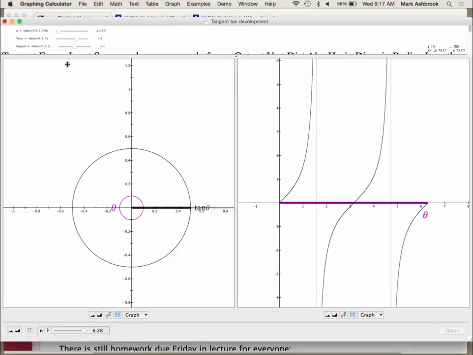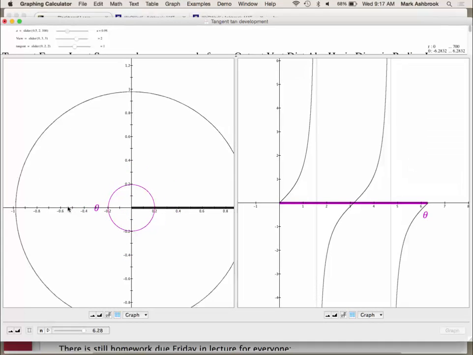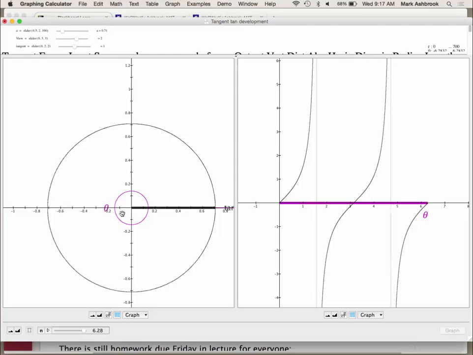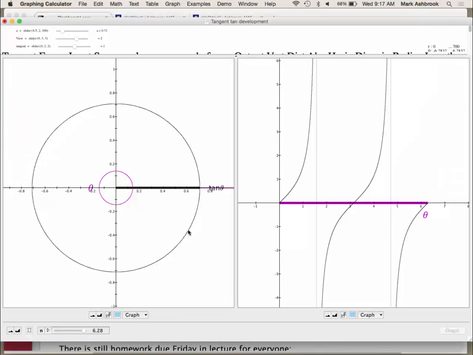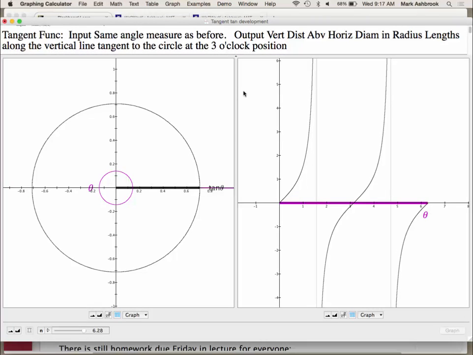Okay, so does it matter how big the circle is? Why not? Why doesn't it matter how big the circle is? Because how are we measuring tangent theta? In radius lengths, okay? So it's the same thing as before. If you're measuring in radius lengths, then no matter how big or small your circle is, that number of radius lengths along the 3 o'clock tangent is going to be the same for any angle.